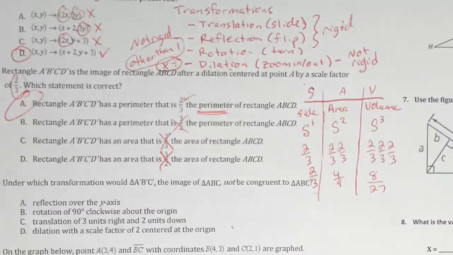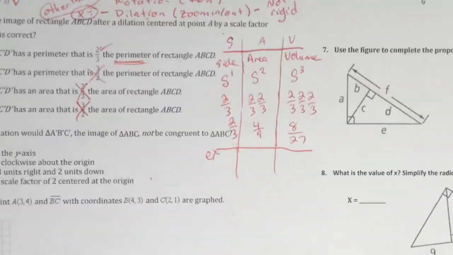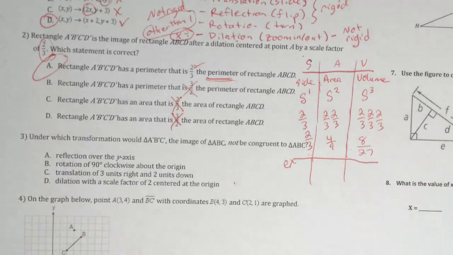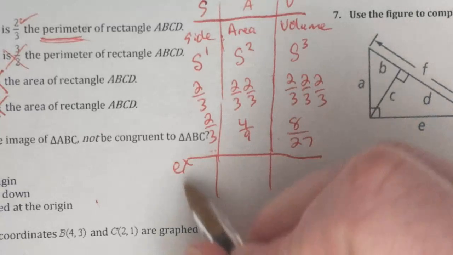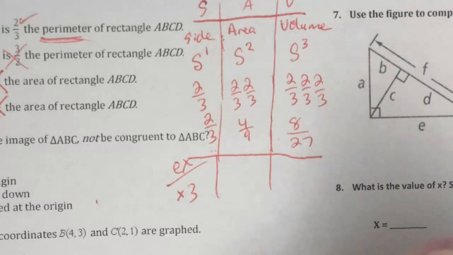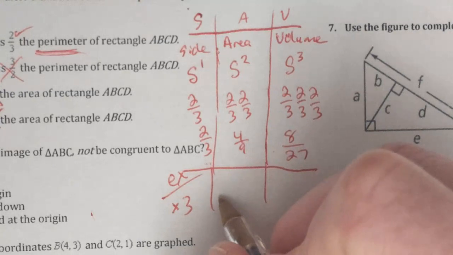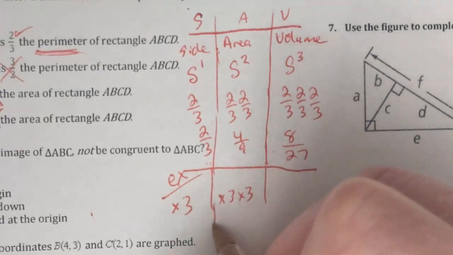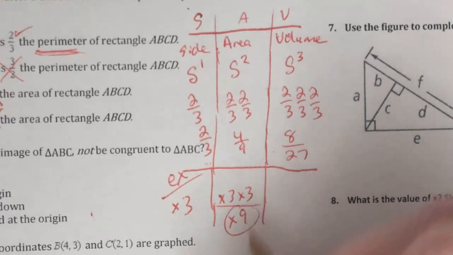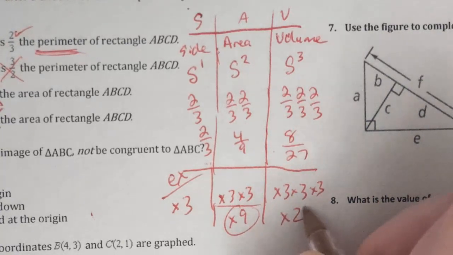Just to go a little further, let's do another example, just making something up. If the side here was times 3, if the side got 3 times bigger, what would happen to the area and volume? The area would be times 3 times 3, which would be times 9. And what about the volume? That would be times 3 times 3 times 3, which would be times 27.